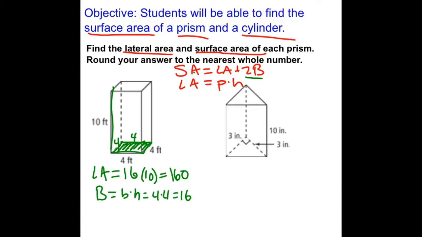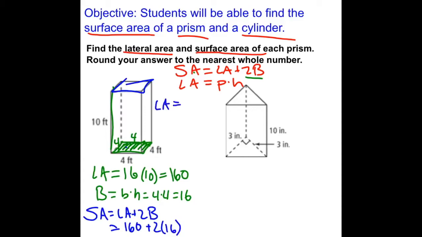The biggest mistake I see occur now is kids go 160 plus 16 and say they're done. The reason why that is wrong is because there are two bases. There's a bottom base and a top base. And so what we add together for the surface area is the lateral area and two bases together. So I'm going to take the lateral area of 160 plus 2 of the bases, and each base is 16.